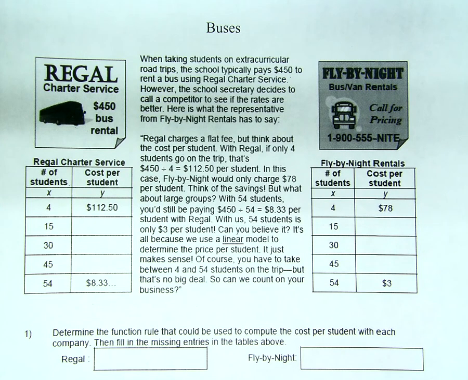But what about large groups? With 54 students, you'd still be paying $450 divided by 54 students, which is $8.33 per student with Regal. With us, 54 students is only $3 per student. Can you believe it? It's all because we're using a linear model to determine the price per student. It just makes sense. Of course, you have to take between 4 and 54 students on the trip, but that's no big deal. So can we count on your business?